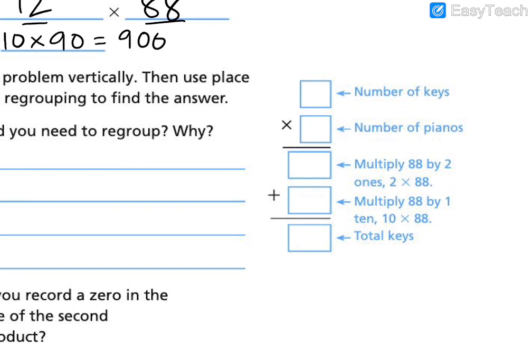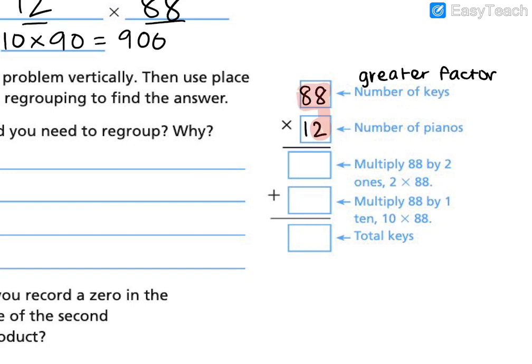All right, so the number of keys on each piano is 88, and the number of pianos is 12. Typically, when we are using standard algorithm, we are going to put the greater factor on the top. All right, so in this first section here, we are multiplying by the ones place. Okay, so we're taking our two ones times our 88.